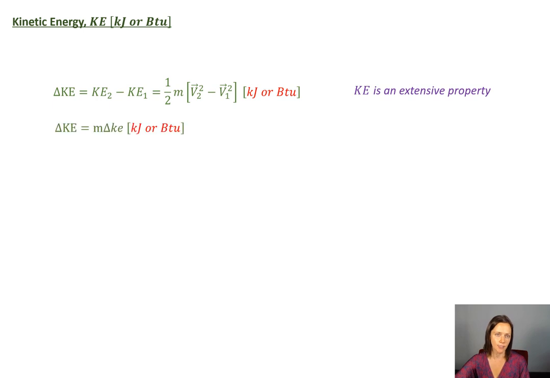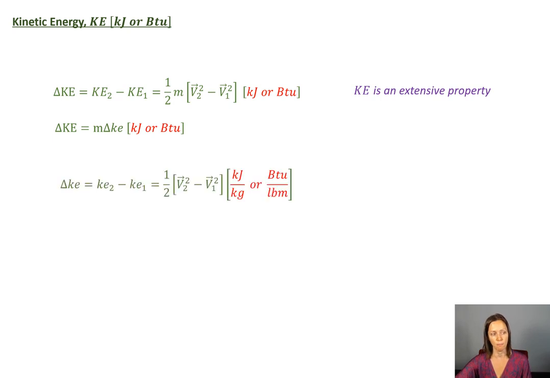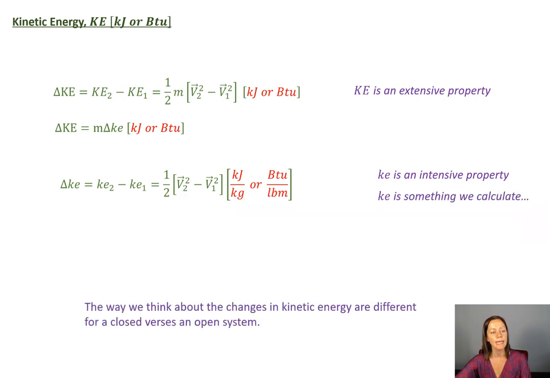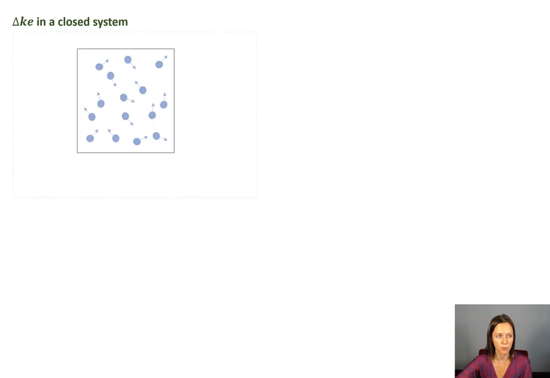So this is an extensive property, but we could put it in terms of little kinetic energy. So lowercase kinetic energy, which is expressed on a per mass basis. So you'll see the only difference between the top and the bottom equation is there's a mass term left out of the bottom equation, and that's just because you divided it out. This is an intensive property. It's not something that you're going to look up. It's something that you calculate. And the way that we think about kinetic energy changes in an open system versus a closed system are going to be different. So let's look at it in a closed system.